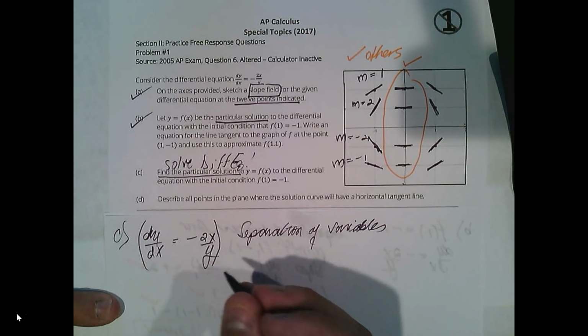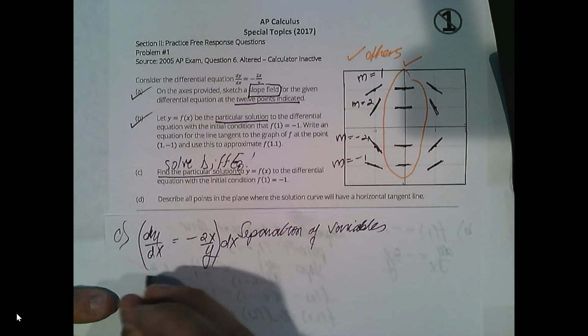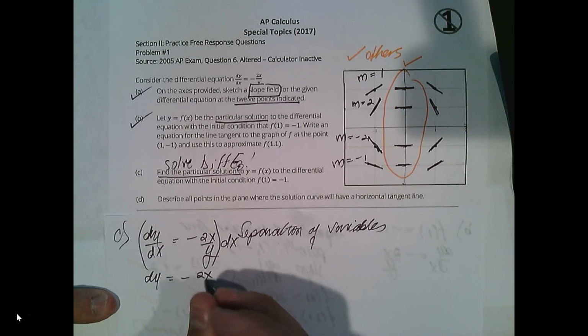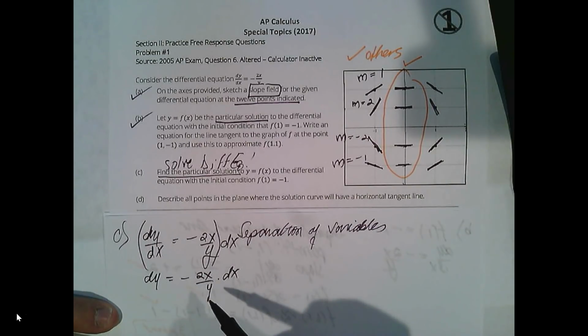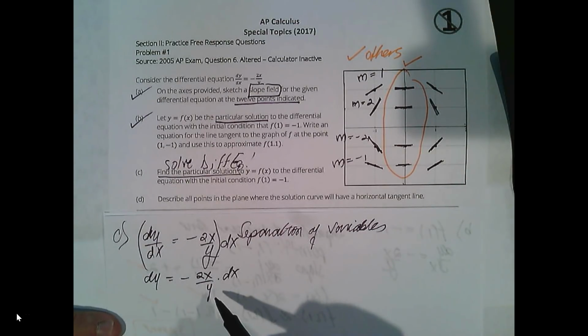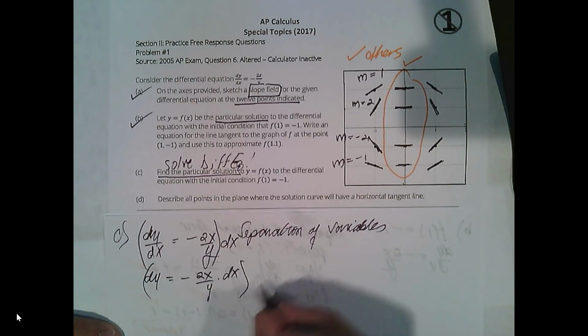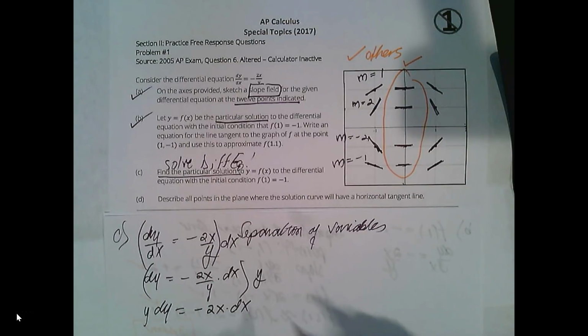So dy dx equals negative 2x over y. I'm going to multiply both sides by dx. dy equals negative 2x over y times dx. I have not solved the differential equation. I'm sorry, I haven't separated the variables yet because I still have a dy on this side and the y in the denominator over here. Well, that's easy to fix. Multiply by y again. y times dy equals negative 2x dx.